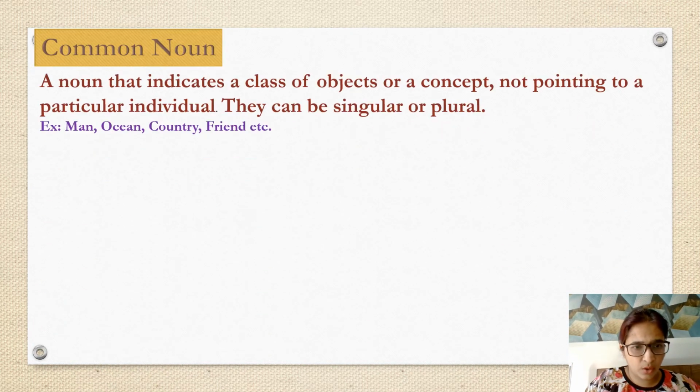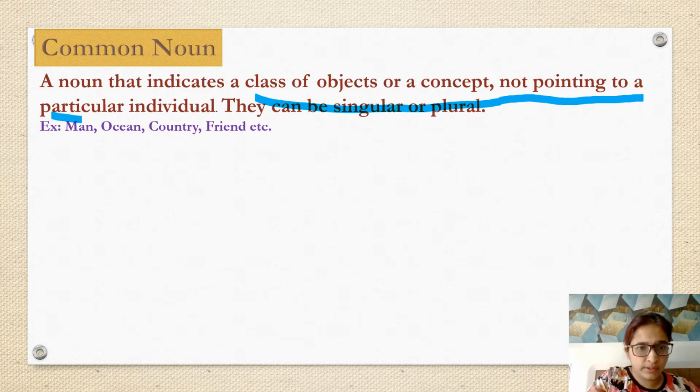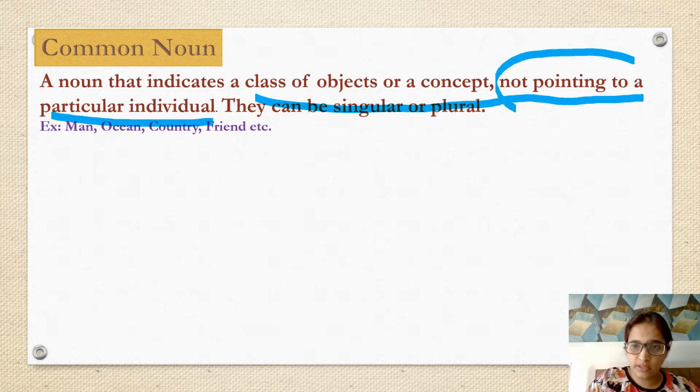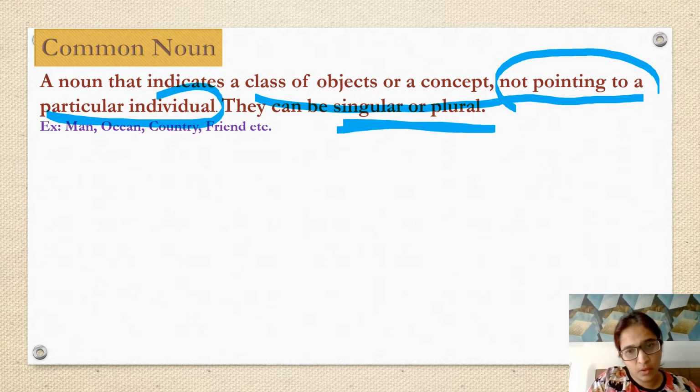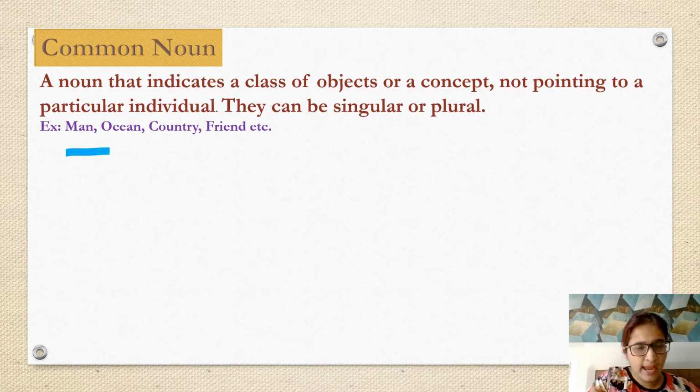So common noun, what is a common noun? A noun that indicates a class of objects or a concept, not pointing to a particular individual. The main point here is that it is not pointing to a particular individual. They can be singular or plural. Such type of nouns are called common nouns. For example, when you say man, man does not indicate a particular person, and ocean does not indicate a particular ocean, country, friend, etc. So these are basically a group of people that we are indicating towards. Now let's see some examples in there.